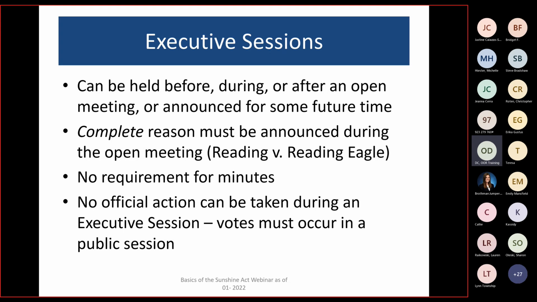Okay, but the public would not be present at these executive sessions. When announcing the reason for a public meeting, the board must give the complete reason. Okay, you can't just stand up and say personnel issues. You can't just stand up and say legal issues. And there is a court case that's instructive on this. It's called the Reading City Council versus the Reading Eagle. The Reading Eagle is the local newspaper down here in Berks County.